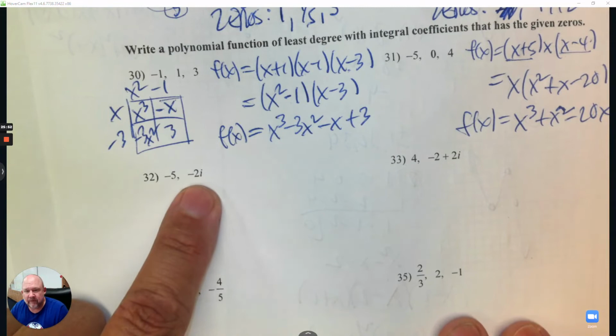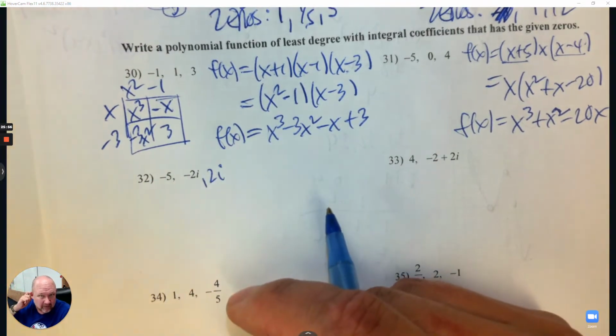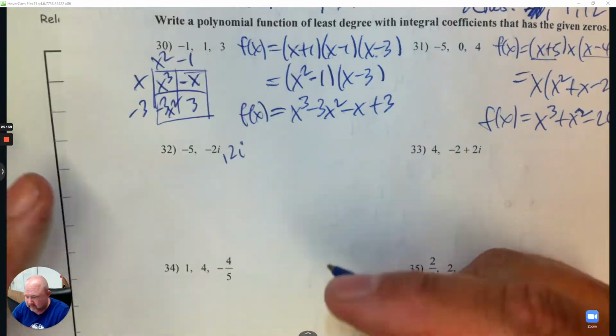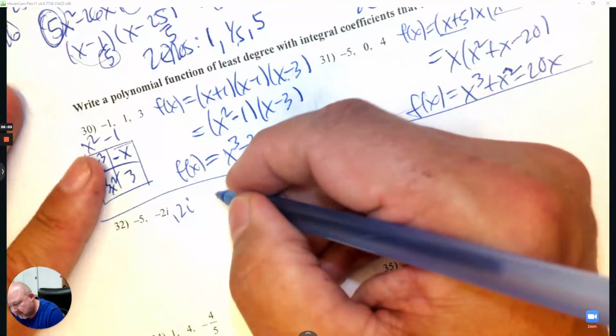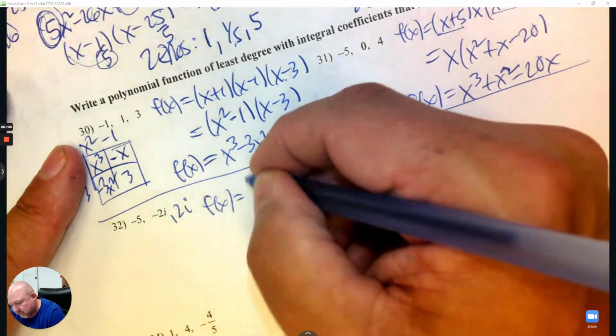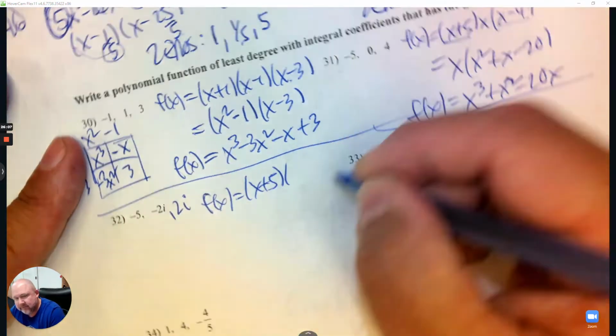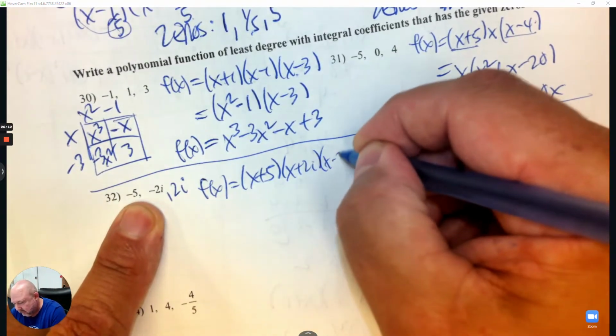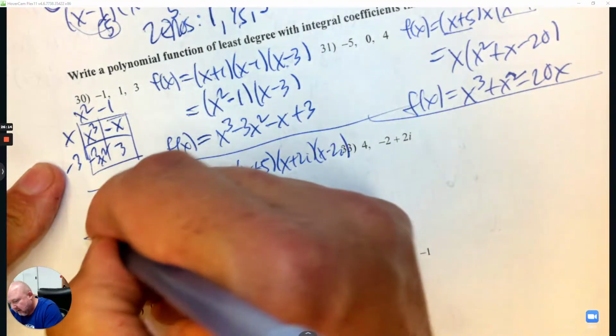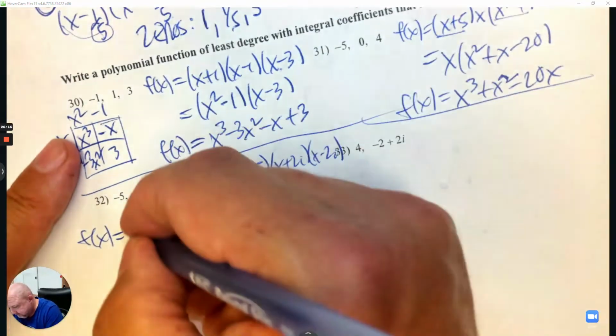All right, what happens if it's imaginary? They always come in pairs. So if you have one, you got to write the other one. They're called conjugate pairs, where one's positive and one's negative. Put this here so they don't run into each other. So it's going to be x plus 5, and then x plus 2i, x minus 2i. So those conjugate pairs are a difference of squares.